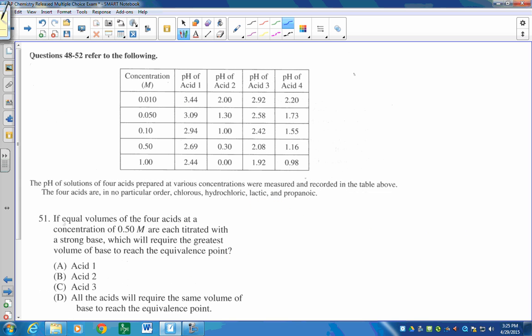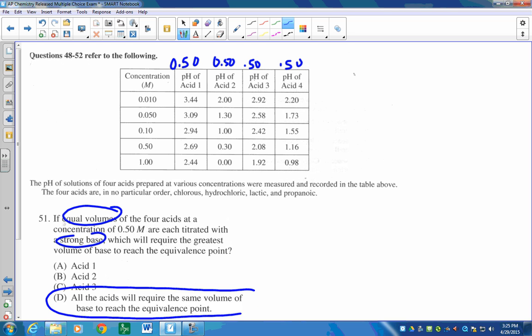All right, 52. This is the trick question again. You have 4 acids. They all have a concentration of 0.5. They said that. They all have the same volume. It says equal volumes and are titrated with the same strong base. Which will require the greatest volume of base to reach the equivalence point? And the answer is B.